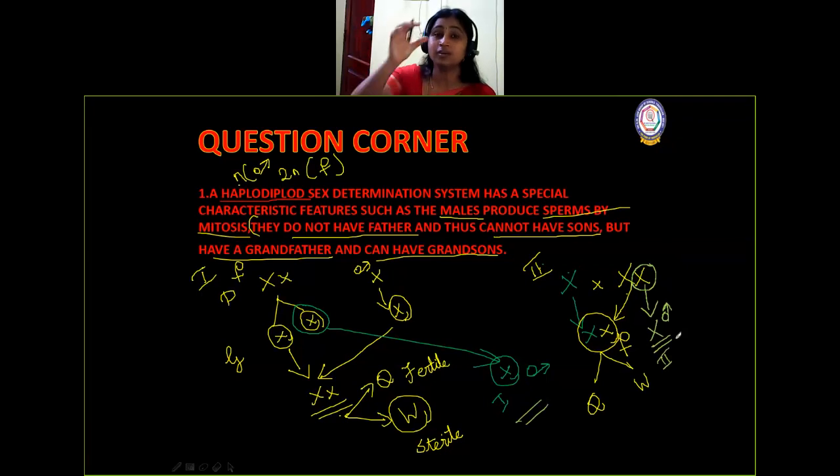Now we'll read the question and verify that. See here, they do not have a father. We'll take generation 1. In generation 1 itself, we can say whether they have a father. For grandfather, you have to go to 2 generations. So we'll take the first generation itself. Check here, it is a female egg. That egg keeps on dividing further and further and develops into a male. So they do not have a father. Verified. Then next, thus they cannot have sons.